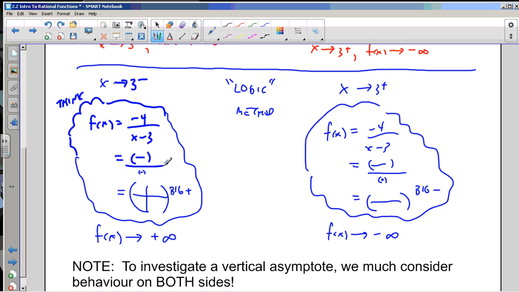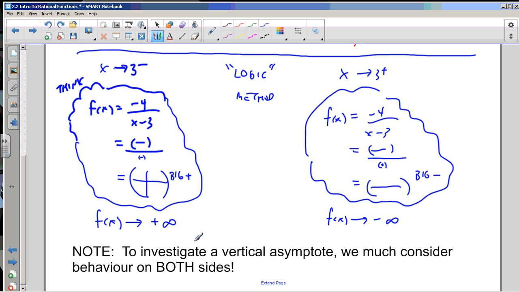And notice it's very similar, except I'm not relying on my calculator there. I'm trying to use my head and think about the numbers. To investigate a vertical asymptote, we must consider behavior on both sides.